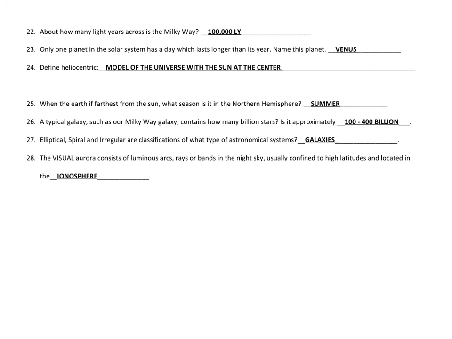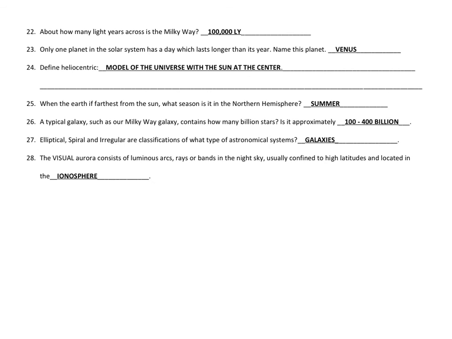A typical galaxy, such as our Milky Way galaxy, contains how many billions of stars? It's approximately 100 to 400 billion stars. That's a lot. Just throwing it out there. Elliptical, spiral, and irregular are classifications of what type of astronomical system, and that would be a galaxy. Again, we are in the Milky Way galaxy, and that is a spiral galaxy.